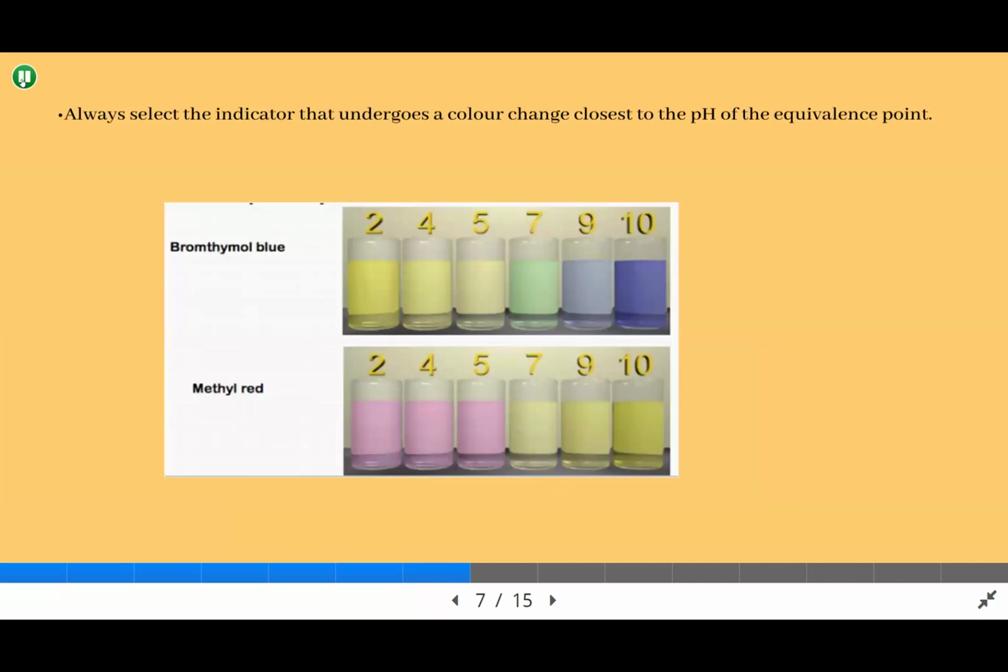There are a couple of different indicators we can use, but you always want to select the indicator that undergoes a color change closest to the pH of the equivalence point. We'll talk in a minute about what that equivalence point is. Two other common acid-base indicators used in titrations are bromothymol blue and methyl red, as well as phenolphthalein.